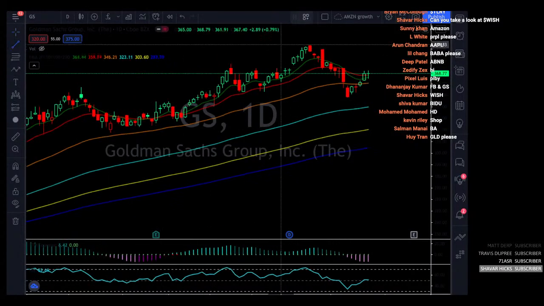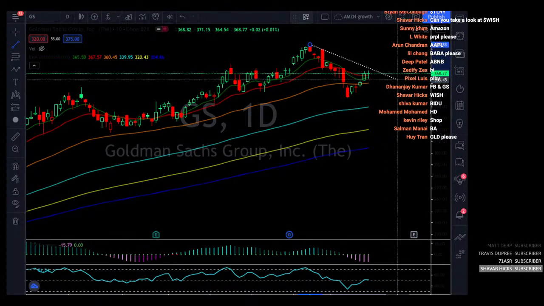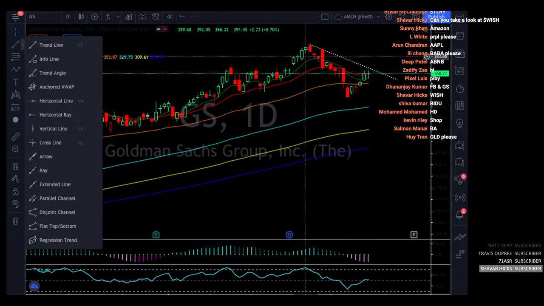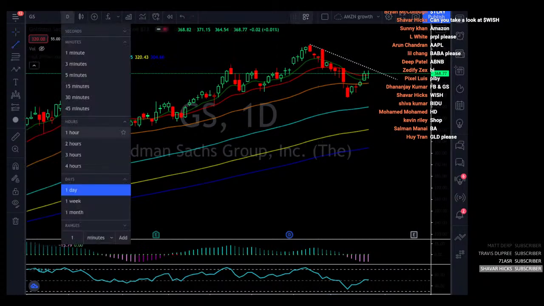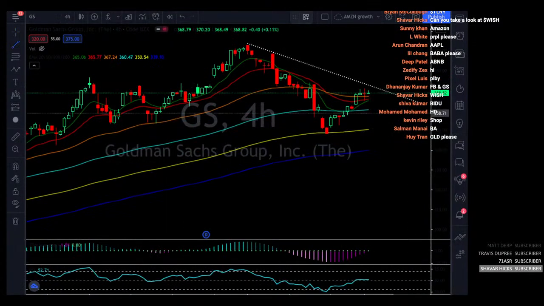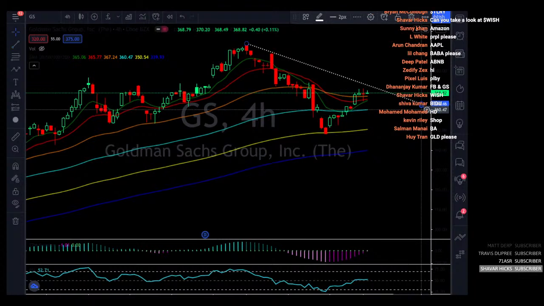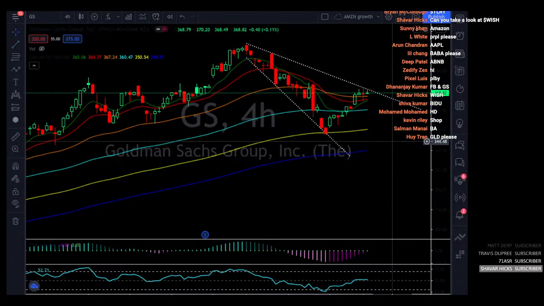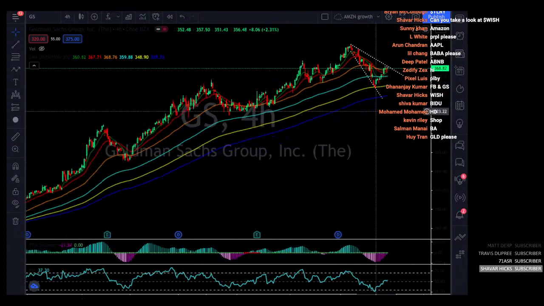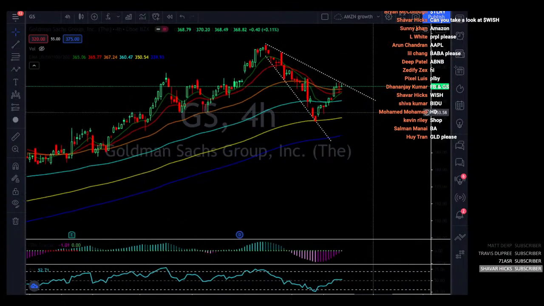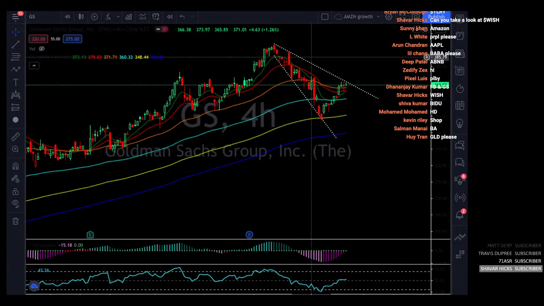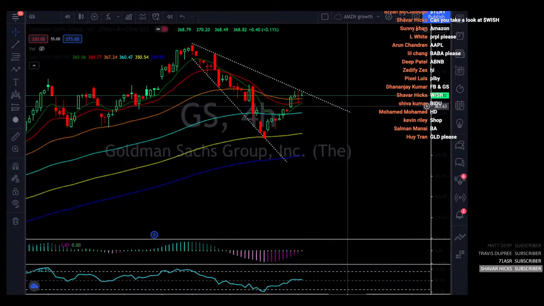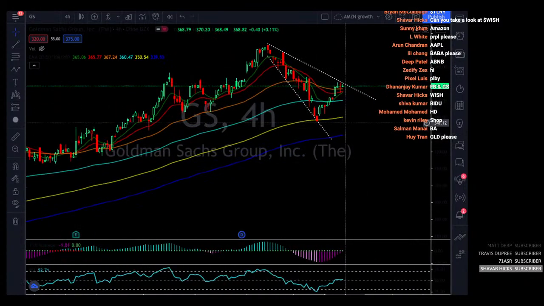Also, keep in mind this descending broadening wedge, we're still within the broadening wedge, which is bullish. If I go on the 4-hour chart, it's probably easier to see it, and it is. We actually just rejected resistance, not today, last week. So I'm expecting a short-term pullback, but in the long term, which I mean for the next week, next 2 weeks, I am expecting Goldman Sachs to possibly go back up to 392. And the only reason is because I do see a bullish pattern of a descending broadening wedge, which is bullish.